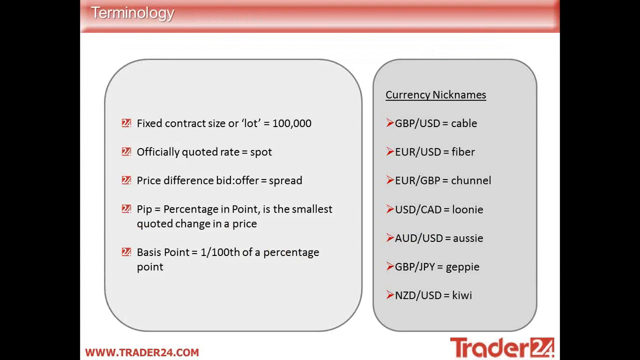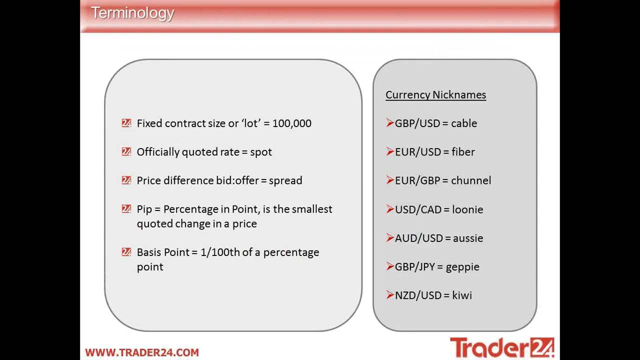Okay, so some of the basic terminology that you will encounter when you start trading foreign exchange. The fixed contract size or lot would be 100,000. The officially quoted rate would be the spot rate. All right, so when people ask you what's the euro versus the dollar, we're going to basically quote you the spot rate. The price difference between the bid and offer is called your spread.